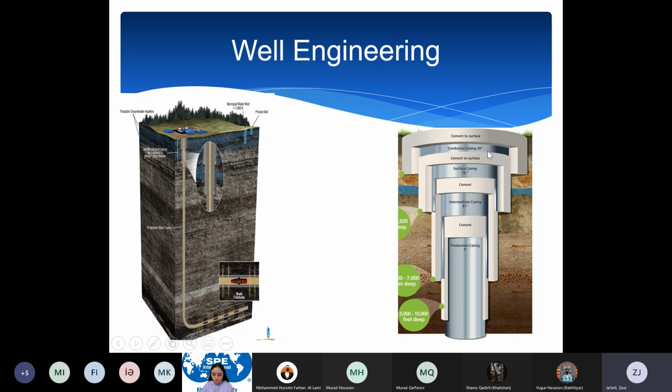This is the conductor casing. It's 20-inch or anything, it can be 30-inch. Mainly it can be cemented to the surface, or it can be hammered down or drilled to the surface. Then you run the surface casing, which is smaller, and then you run the intermediate casing and production casing.